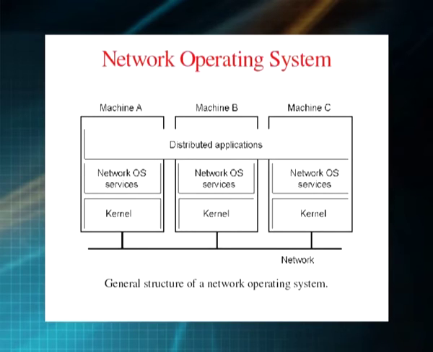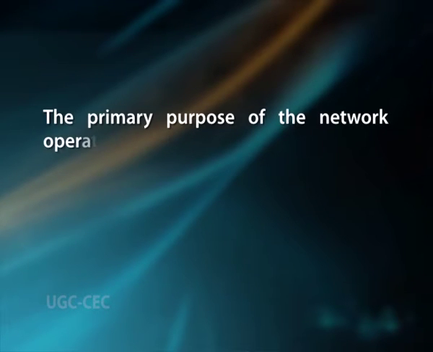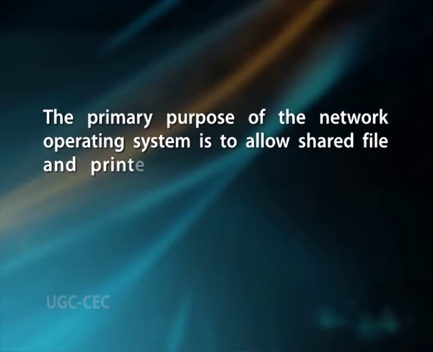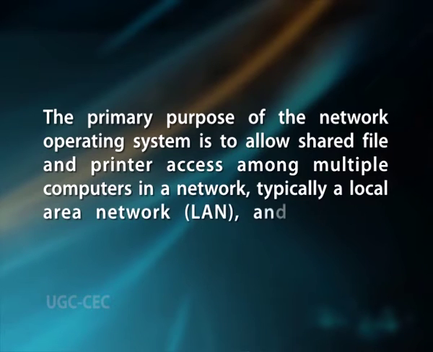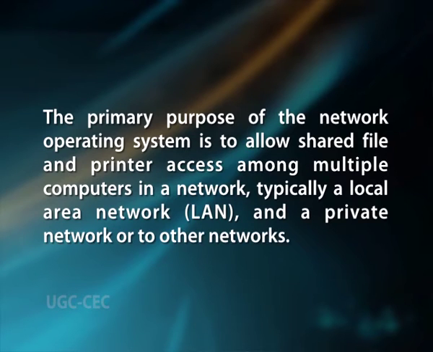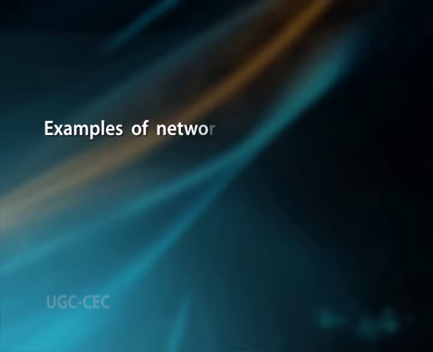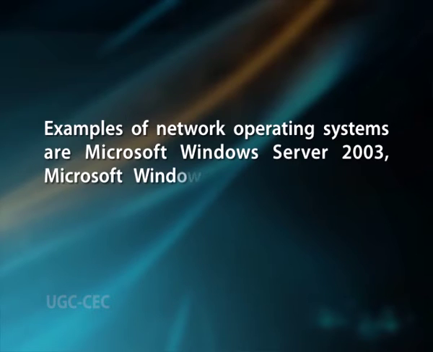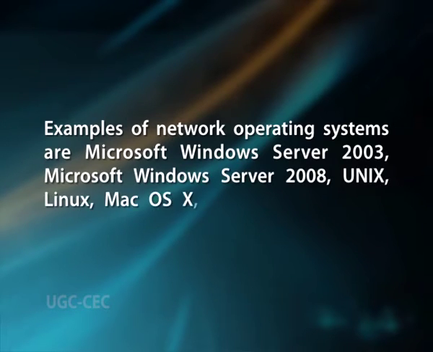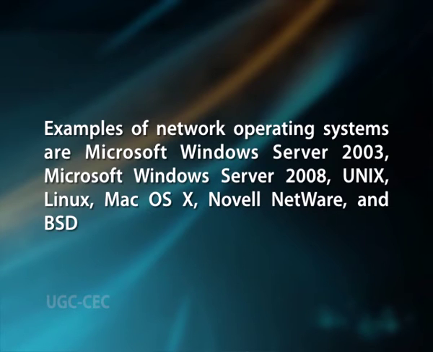Network operating system. A network operating system runs on a server and gives the server the capability to manage data, users, groups, security, applications and other networking functions. The primary purpose of the network operating system is to allow shared file and printer access among multiple computers in a network, typically a local area network or LAN, a private network, or other networks. Examples of network operating systems are Microsoft Windows Server 2003, Microsoft Windows Server 2008, Unix, Linux, Mac OS X, Novell NetWare and BSD.